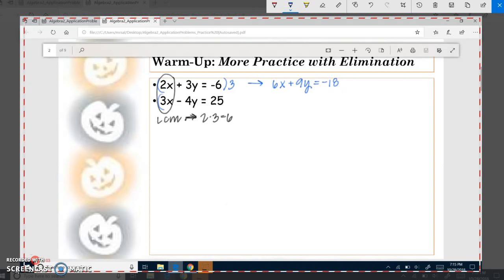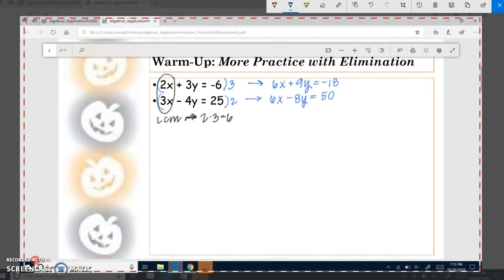Down here, instead of multiplying everything by 3, I'm going to multiply everything by 2, because then again, that 3x will become a 6x. So I will have 2 times 3x will give me 6x. 2 times minus 4y will give me minus 8y. And 2 times 25 is going to give me 50.